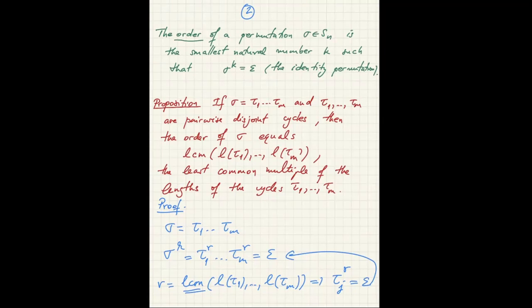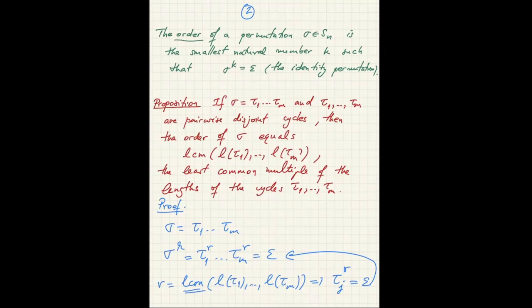Namely, if you take the decomposition of a permutation sigma into disjoint cycles, let's call them tau 1 to tau m, pairwise disjoint cycles, then the order of sigma is actually the least common multiple of the lengths of the cycles tau 1 all the way to tau m. Like, the lengths are actually also the orders of these cycles.